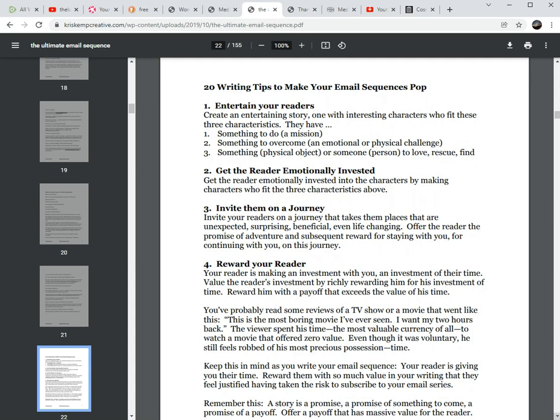So 20 writing tips to make your email sequences pop. First one, entertain your readers. Second one, get your reader emotionally invested. Make the characters interesting. Get them invested. If you're the character, tell a story that gets them invested.